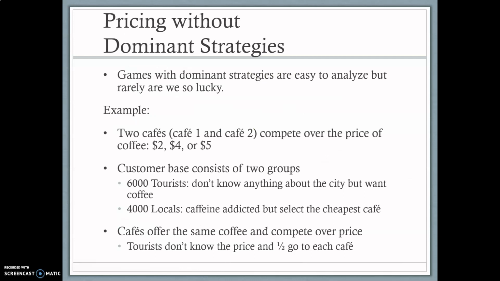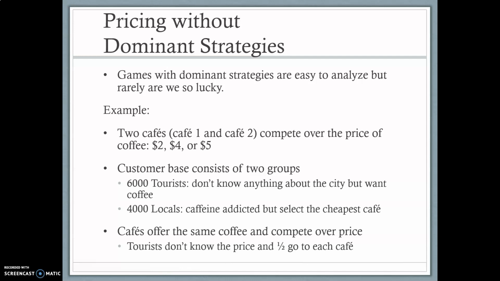Pricing without dominant strategies. There are very few chances of having a dominant strategy in a game, right? So if we find one, we are so lucky, right? I'll take another example where prices are decided without dominant strategies. The example here is where there are two cafes, Cafe 1 and Cafe 2, which are competing over the price. We have two groups of customers in the city. The first one is the tourists, 6,000 in number, who don't have any information about the city but want coffee. And there are 4,000 locals who are addicted to caffeine but want the cheapest coffee.